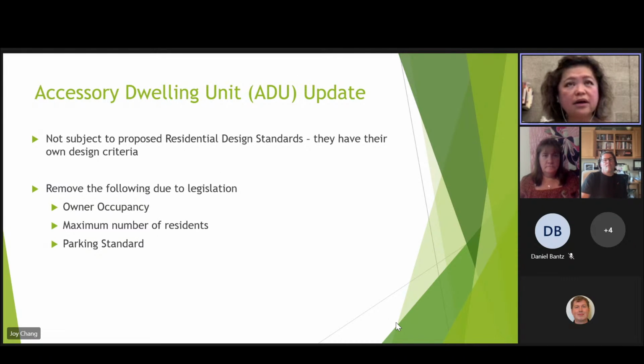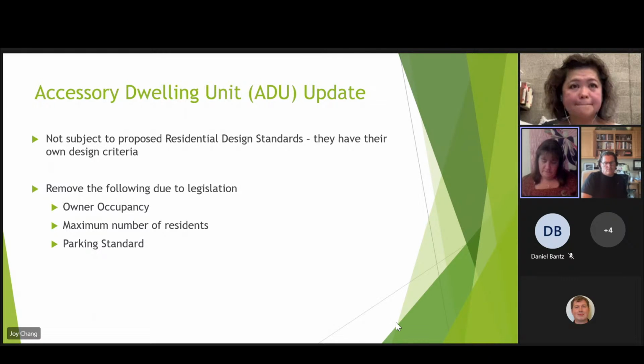And lastly, tonight, I wanted to talk to you about the accessory dwelling unit update. It was part of your packet. It was simple tweaks to that particular section of the accessory dwelling unit chapter. We had to remove owner occupancy, maximum number of residents, and parking standard requirements. And is this part of the design standards that we're adopting this year, or is that part of the House Bill 2001 that we're going to take to hearing next year? Staff was planning on just rolling with adding them to the design standards, unless directed otherwise.